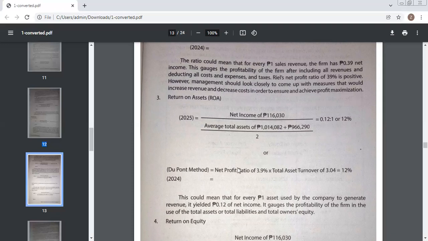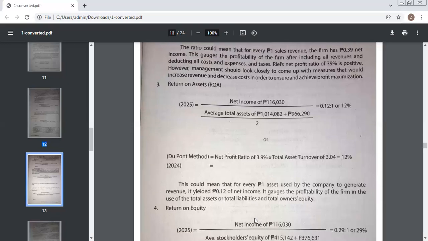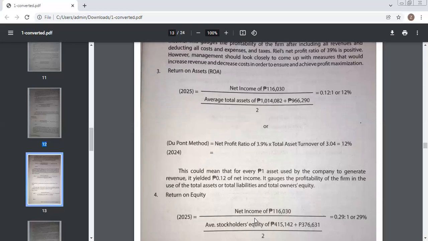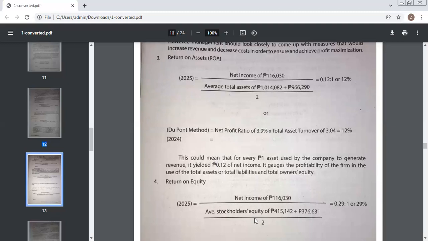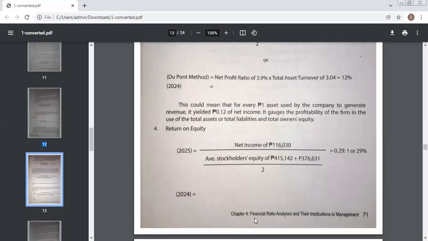The DuPont method equals net profit ratio of 3.9% times total asset turnover of 3.4, equals 12. This could mean that for every 1 peso of assets used by the company to generate revenue, it yielded 12 cents of net income. It gauges the profitability of the firm in the use of total assets, or total liabilities and total owner's equity.